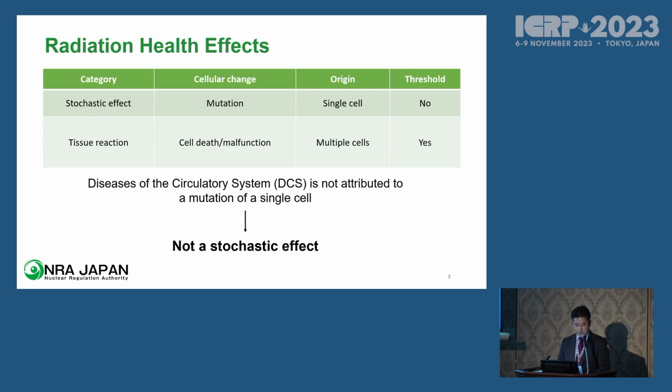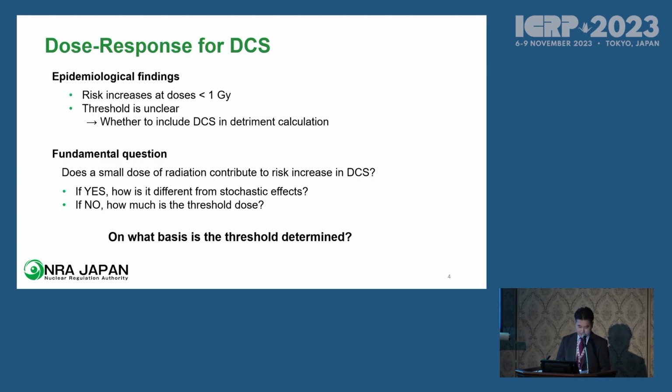Diseases of the circulatory system, or DCS in short, is not attributed to a mutation of a single cell, so it is not a stochastic effect. If DCS is not a stochastic effect, it is a tissue reaction based on a dualistic effect classification, but the situation is not so straightforward. The risk of DCS increases with radiation dose, and according to recent epidemiological findings, the increase is observed even at doses lower than 1 gray, and the threshold is not clear.